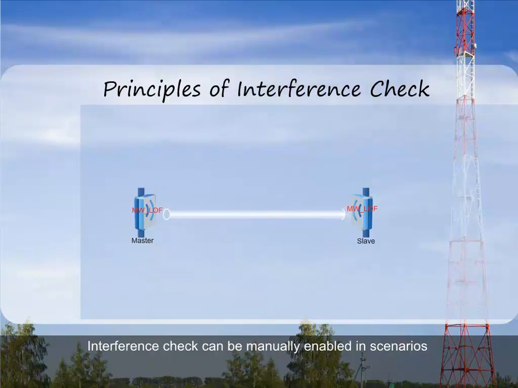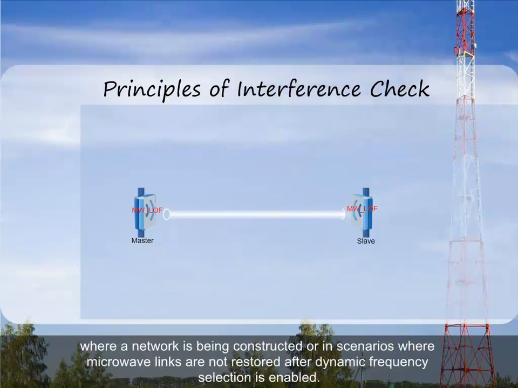Interference check can be manually enabled in scenarios where a network is being constructed, or in scenarios where microwave links are not restored after dynamic frequency selection is enabled.